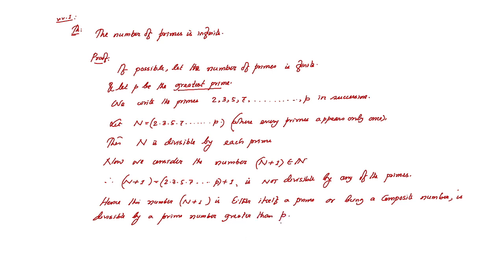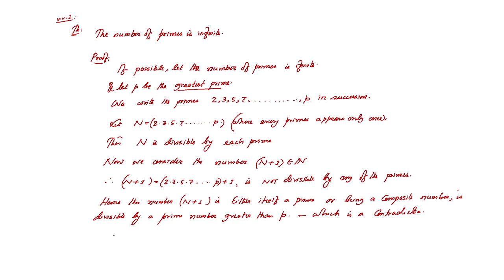If it is a prime, I said p is the highest prime, so that gives a contradiction. Or if it is a composite number and it is divisible by a prime number greater than p, that means there exists a prime greater than p. That exactly violates the assumption that p is the greatest prime. So in both cases we arrive at a contradiction. So what we assumed, that the number of primes is finite, is not true.